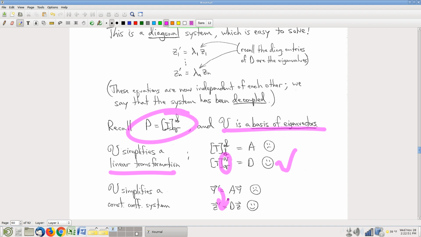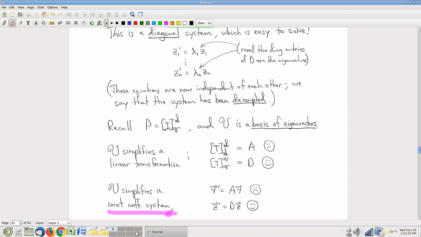Analogously, with a system, it makes it decoupled. So this diagonalization with eigenvectors idea helps us understand linear transformations. It also helps us understand systems of differential equations. Slightly different details. Okay. So now it's all over but the shouting. Let's see. Why won't that erase? There we go. Oh, come on.